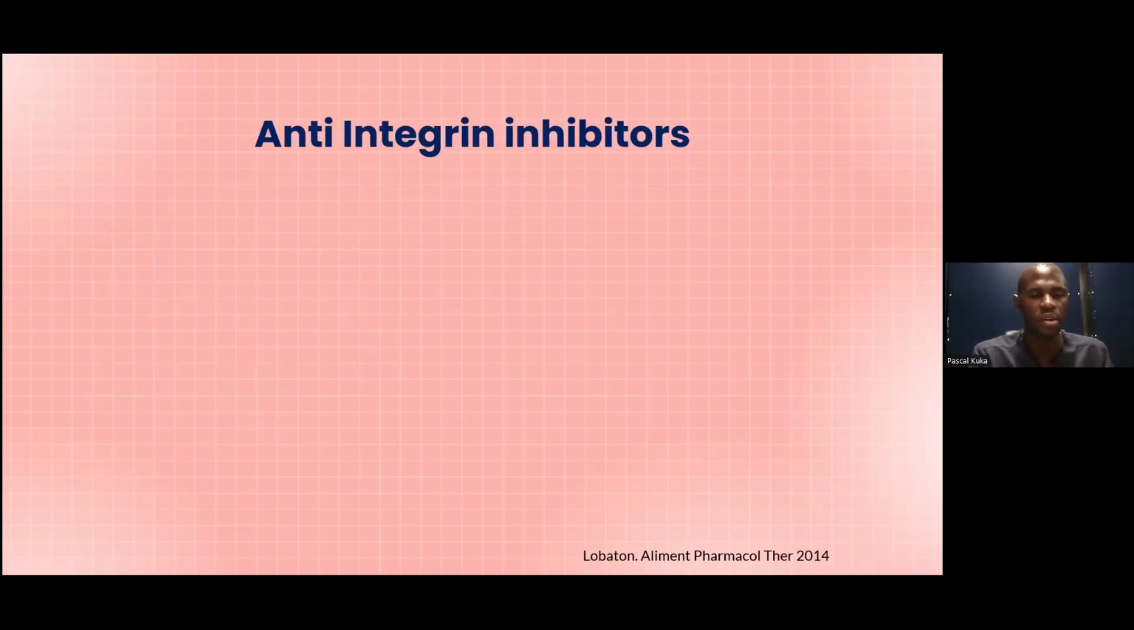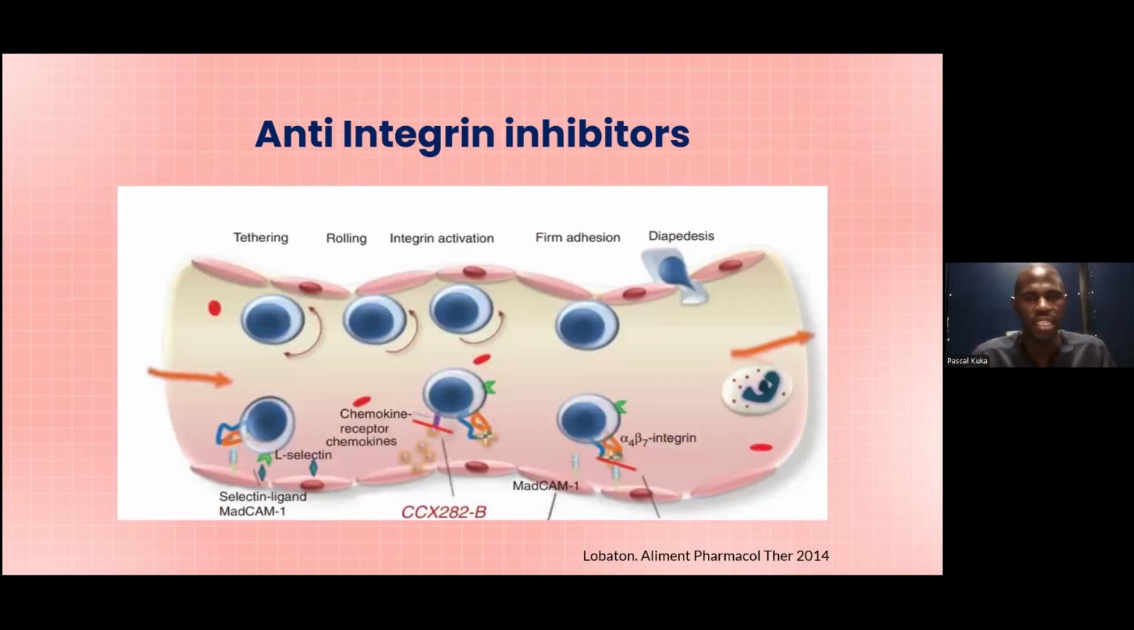So, although we are moving to the next group of drugs, we still keep on looking at the TNFs, especially when it comes to head-to-head trials involving other advanced therapies versus TNFs. So the next group of drugs will be the anti-integrin inhibitors, also known as the leukocyte trafficking inhibitors.